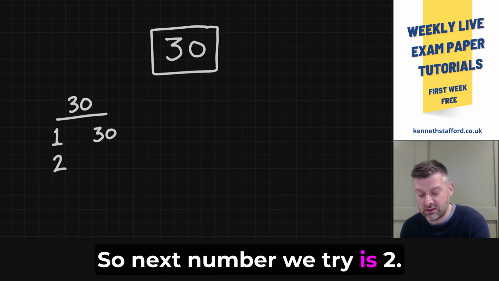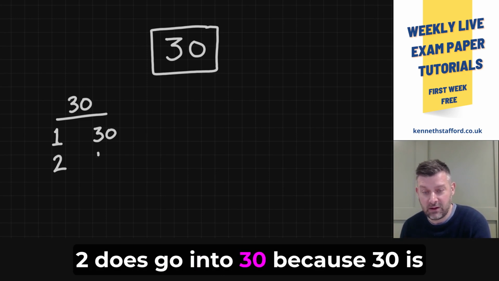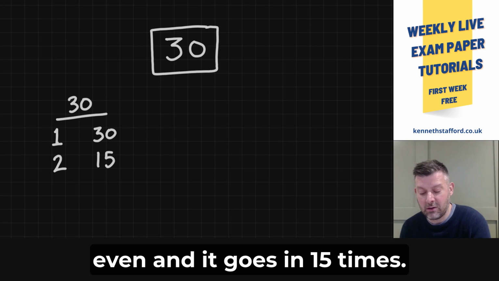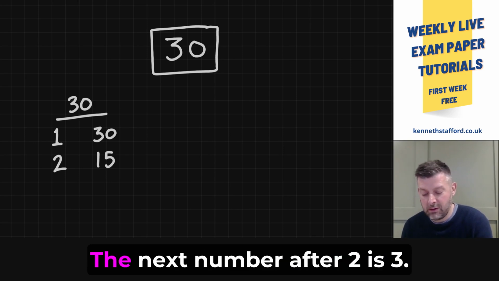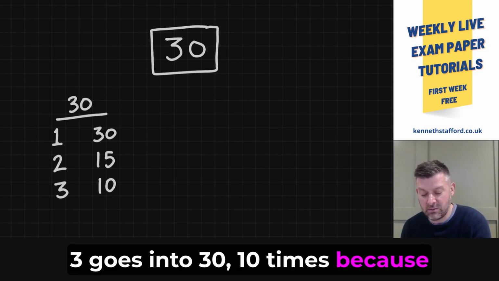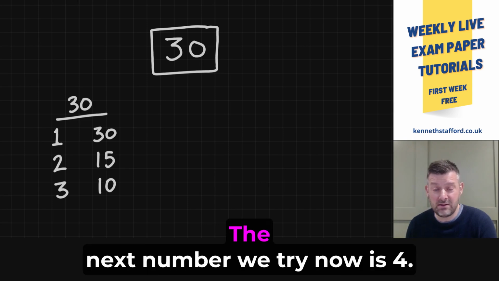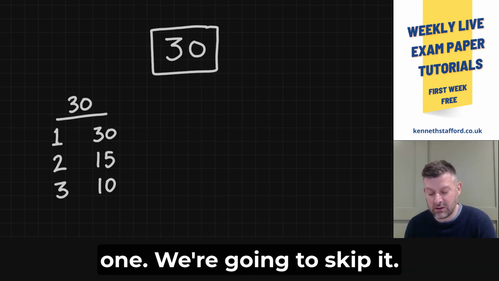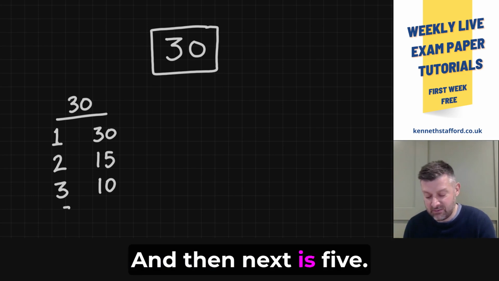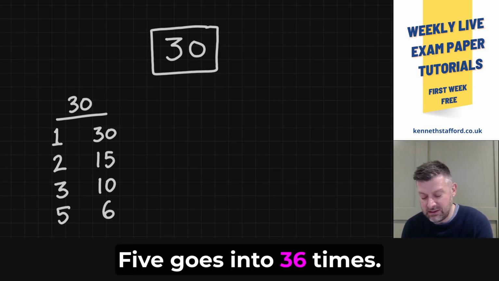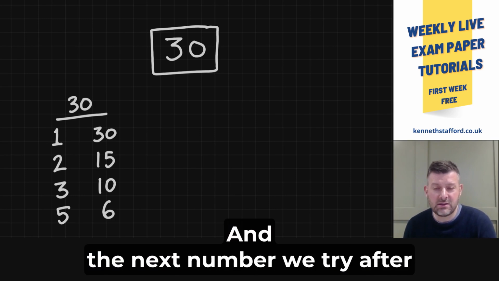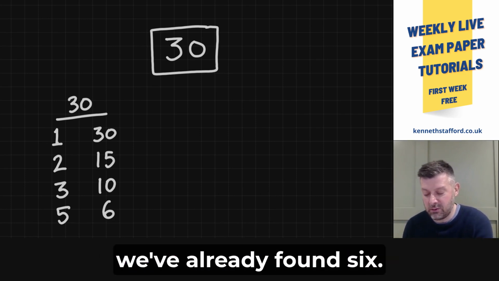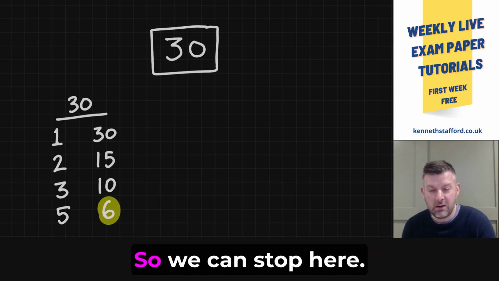So next number we'd try is 2. 2 does go into 30 because 30 is even, and it goes in 15 times. The next number after 2 is 3. 3 goes into 30 10 times because 30 means 3 tens. The next number we try now is 4. 4 doesn't go into 30, so we're going to skip it. And then next is 5. 5 goes into 30 6 times. And the next number we try after that is 6. And if you look, we've already found 6. So we can stop here.